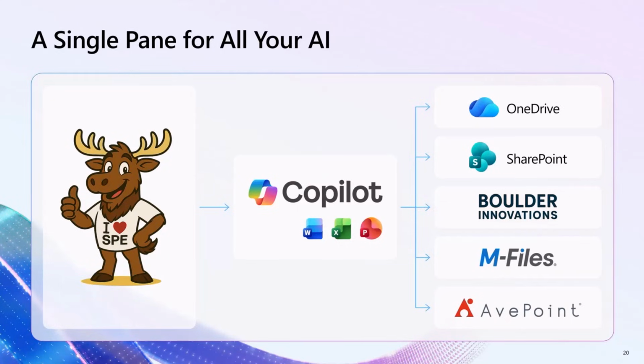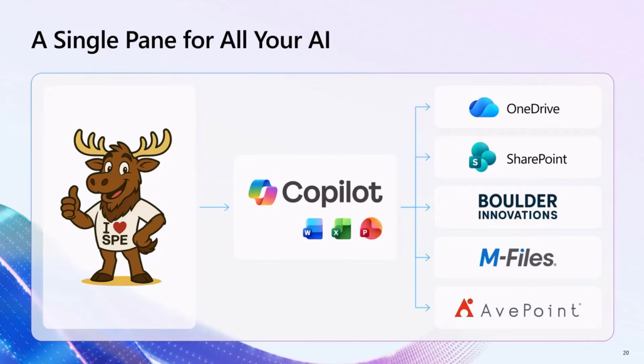And what SharePoint Embedded lets you do is actually do that across custom apps that are out there. And so Boulder Innovations, this is the demo app that I was showing you. You're able to bring information in from that. If you have ISVs that are using SharePoint Embedded, such as mFiles or AvePoint, who I talked about, you're able to then also get information from there. So Copilot ends up being this single pane of glass, accessing all of these data sources for all the information that's most important to you.